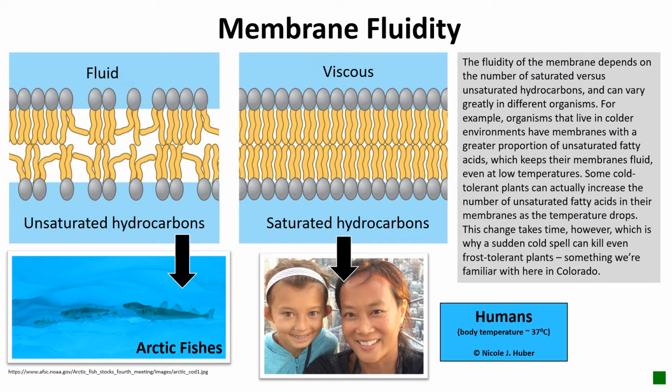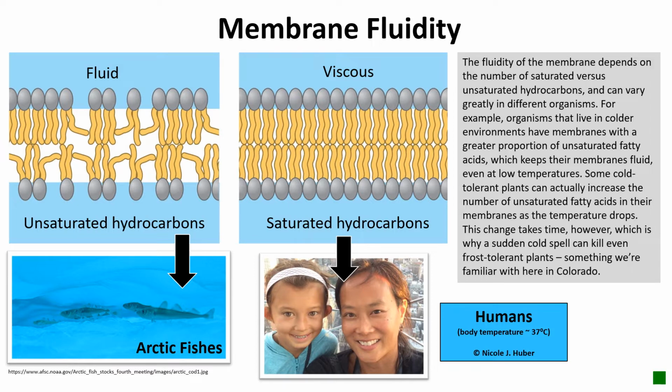The fluidity of the membrane depends on the number of saturated versus unsaturated hydrocarbons and can vary greatly in different organisms. For example, organisms that live in colder environments have membranes with a greater proportion of unsaturated fatty acids, which keeps their membranes fluid even at low temperatures.